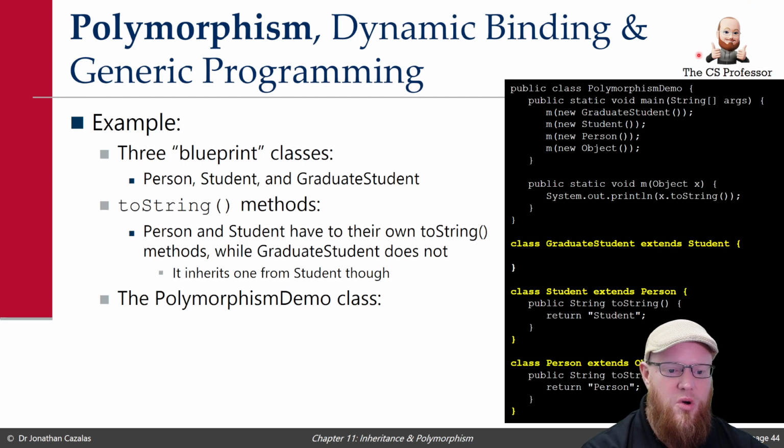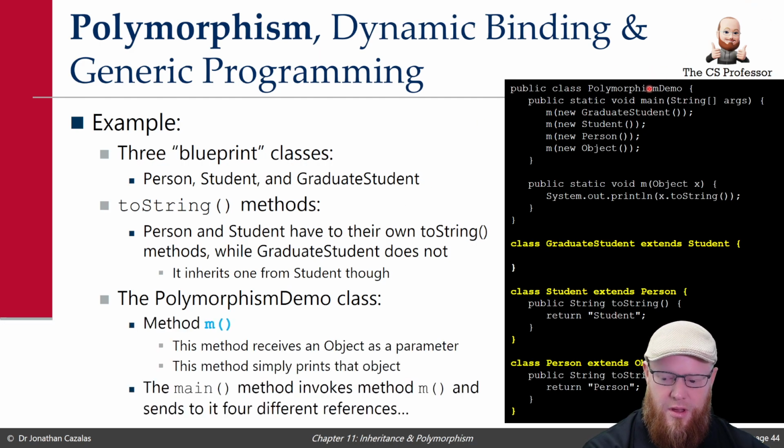Polymorphism. This is the demo class at the top. We have this method M. Pay attention to method M and what's going on here. This method M, it's a void method. It doesn't return anything. It's a static method. It simply belongs to this class.